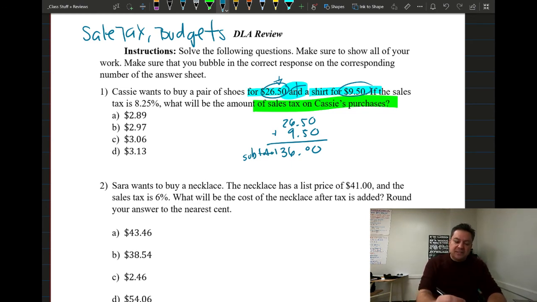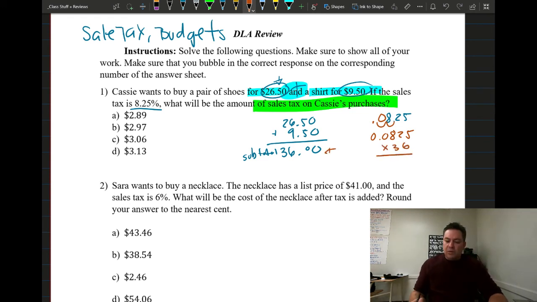Now, to find the taxes, I'm going to take this percent and convert to decimal. 8.25. How do I convert again? 1, 2. I have an empty spot, fill it with 0. So now, this is going to be 0.0825. And I multiply that with my subtotal times 36. When I multiply 36 times 0.0825, I get 2.97. So this is the amount for my taxes, which is B.